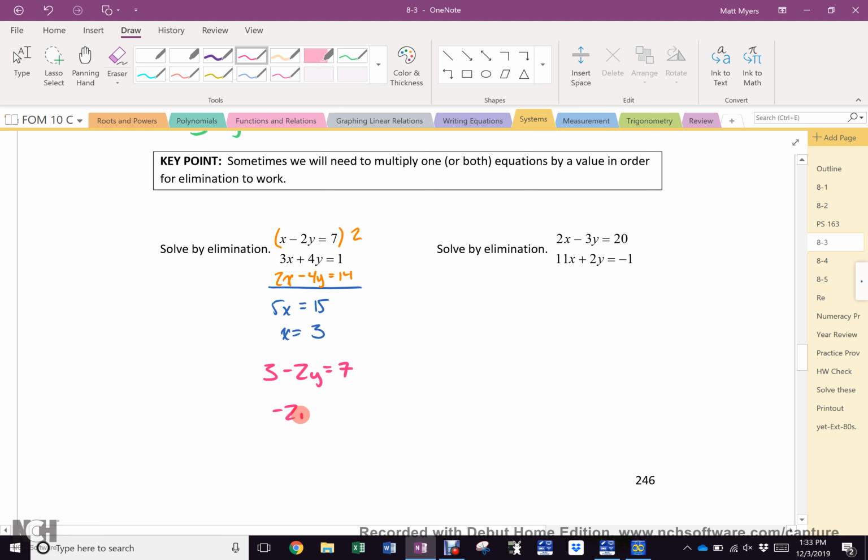Solve it. Negative 2y equals... 4. Now what? y equals? Negative 2. Yeah! And what's our ordered pair? It says x is 3 and y is negative 2. So what's our ordered pair? 3 and negative 2. Did you do it right?